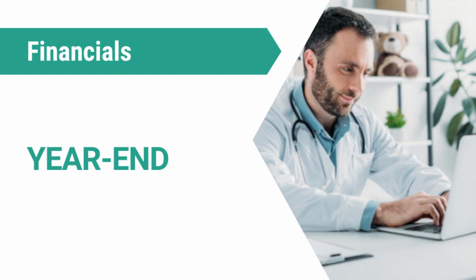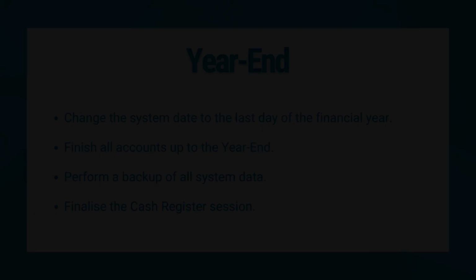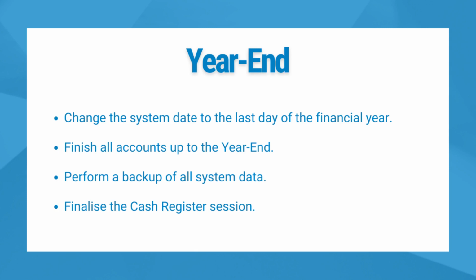The goal of this video is to show you how to finalize the current financial year for single and multiple entities. 6 steps must be followed in order to ensure a successful year-end process. First, all transactions must be completed and all billing and receipts must be up to date. The system date must also be changed to the last day of the financial year.